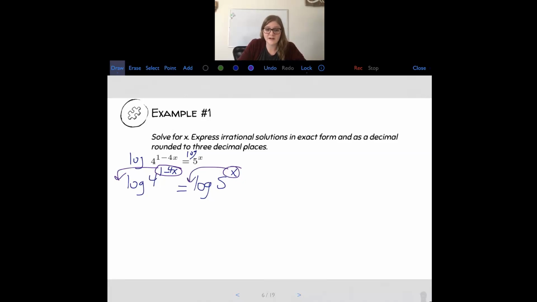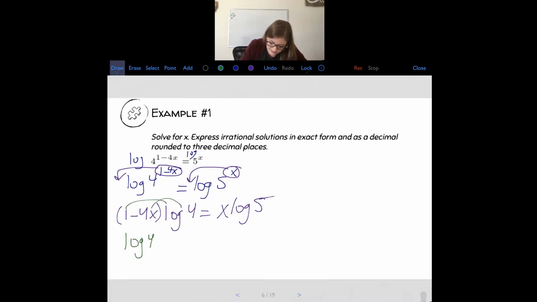Now we have to be very careful. 1 minus 4x is the entire exponent. The entire exponent gets multiplied. So in order to denote that, I would keep it in parentheses as 1 minus 4x. This is times log 4 equals x times log 5. Now in order to solve, we need to distribute to see what we have. So we take 1 times log 4, which is log 4, and negative 4x times log 4, which is negative 4x log 4. This is equal to x log 5.